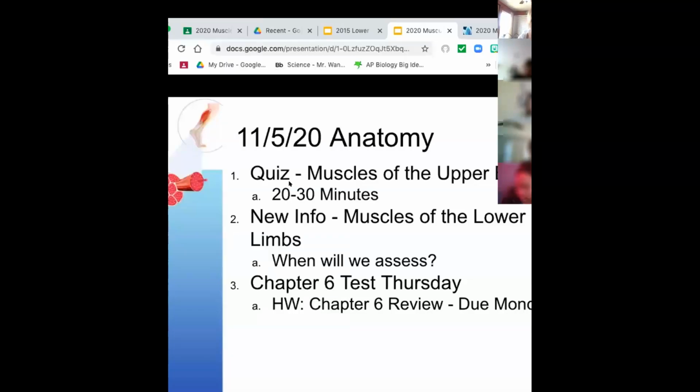The lower limbs. And we have this piece, and then we have muscles of the face, and that's all we have left from this chapter. We have a test scheduled for Thursday next week.